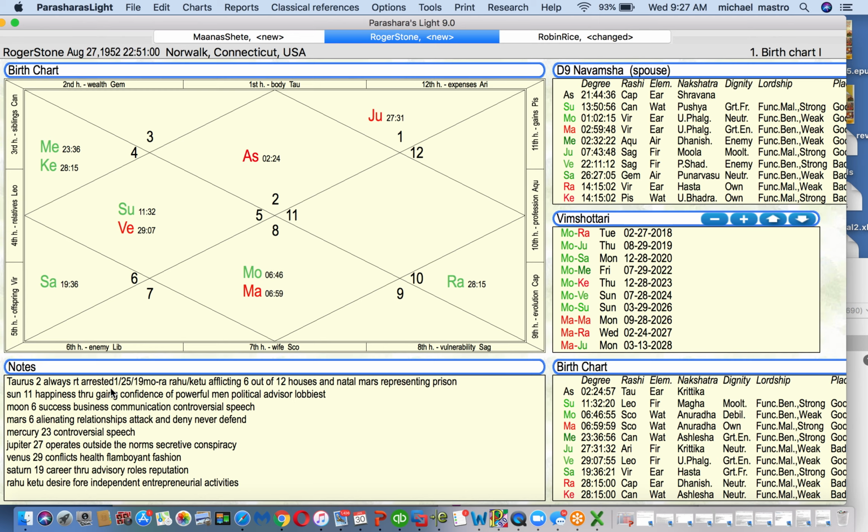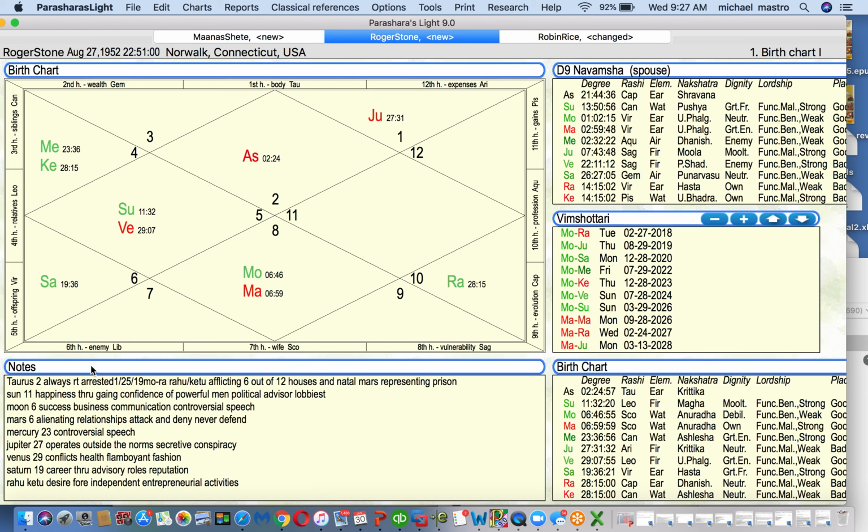So let's see here. He's right now in a Moon-Rahu period. Rahu can bring ambition and desire, and Moon is ruling this house of business and communication. So on one hand, it can give a lot of attention, which he likes, but it can also bring unexpected events, like he was indicted, and we're going to look at the date he was indicted and what was going on with the planets. So let's do that right now.